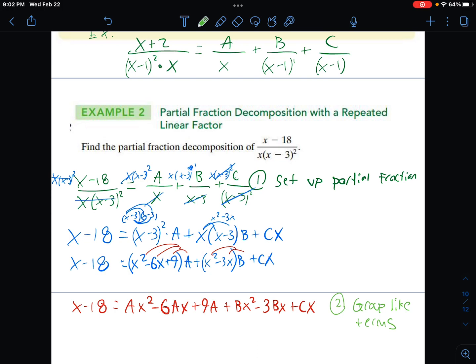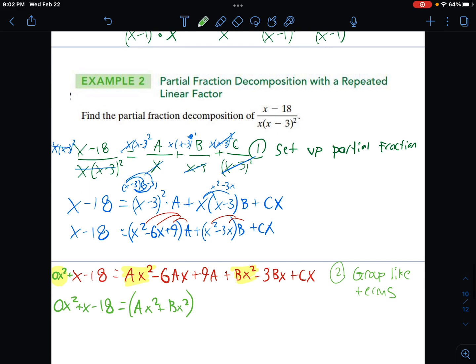Okay? What you guys are going to notice is we have some x squareds. We have ax squared. We have bx squared. But over here, we're missing an x squared altogether. So we're going to write 0x squared plus x on that side, okay? So we're going to have 0x squared plus x minus 18 equals ax squared plus bx squared quantity.